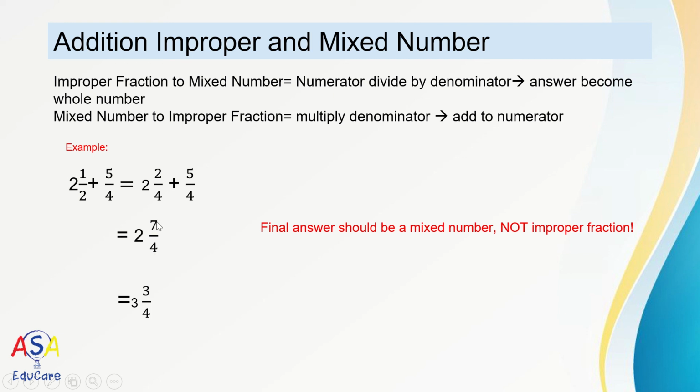So again, I can minus it out or I can times. 7 divided by 4, closest thing is 1. 1 times 4 is 4. 7 minus 4, 3. So that 1 that I gave the answer, I add into the whole number. Then it becomes 3.